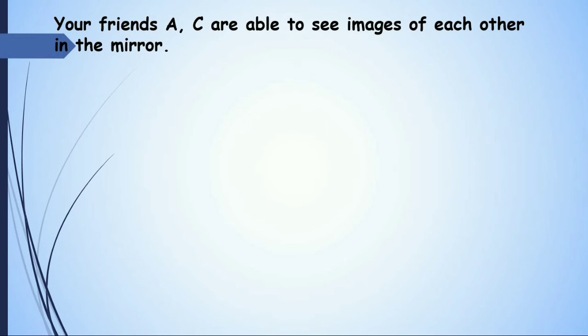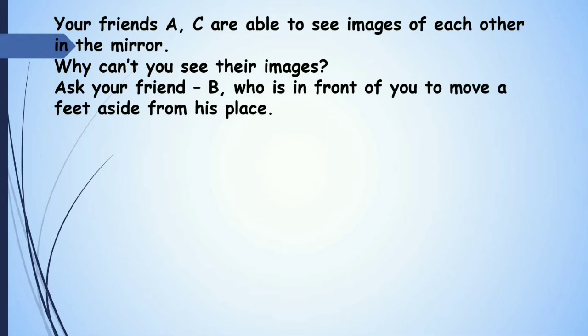So your friends A and C are able to see images of each other in the mirror. Why can't you see their images? Ask your friend B, who is in front of you, to move a foot aside from his place. If B moves 1 foot or 2 feet to any side of the place, then you are unable to see him. Why?